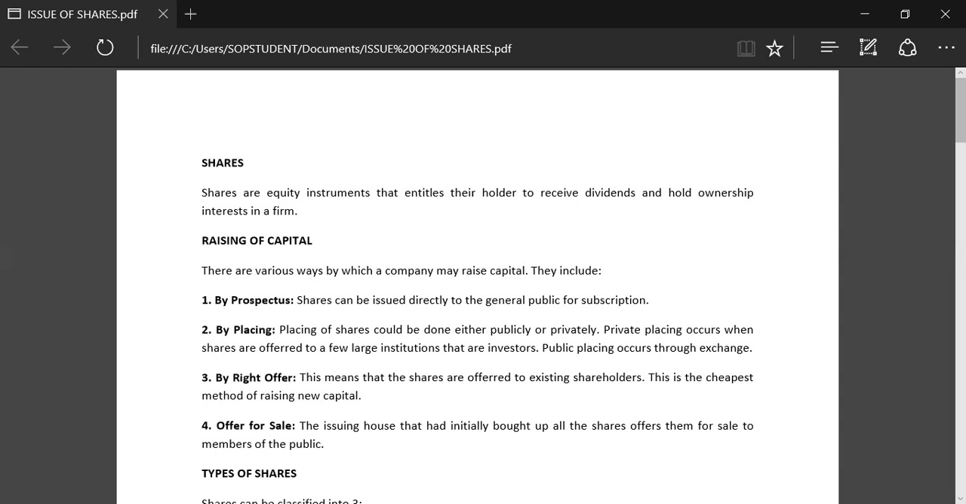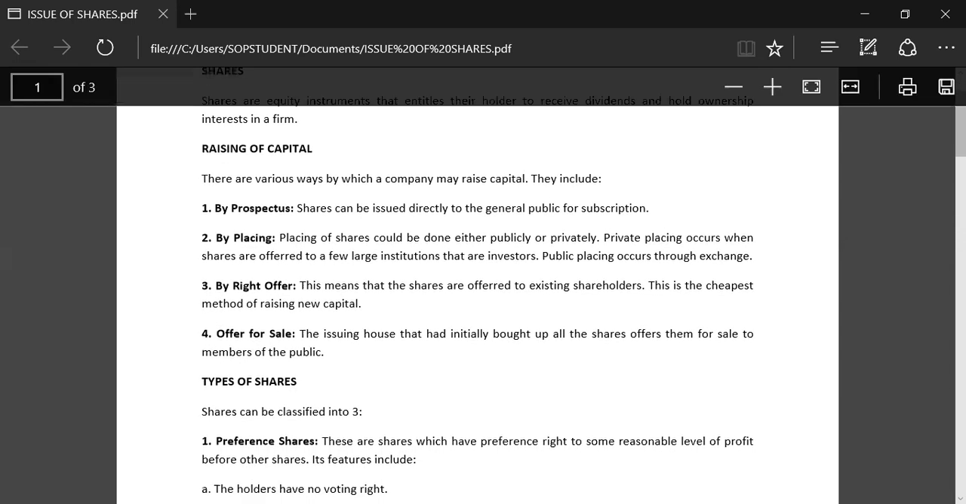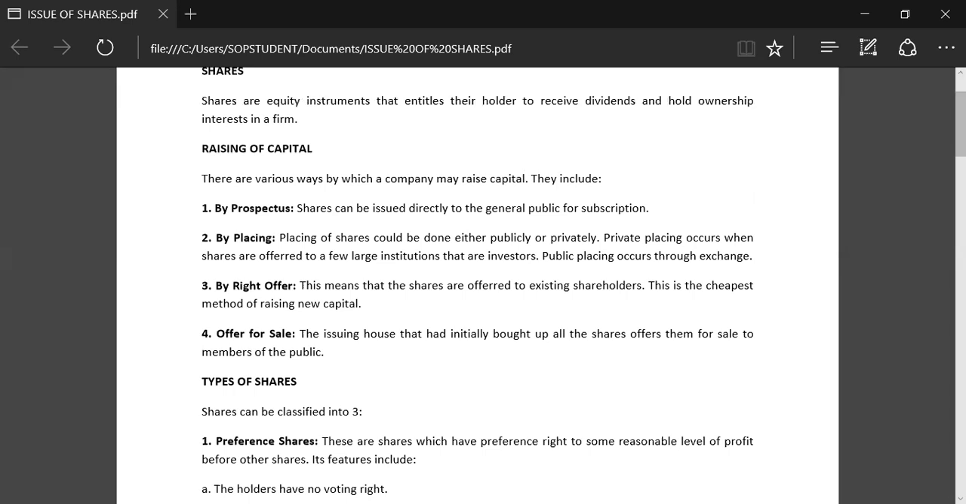Raising of capital. Capital can be raised in different forms. But one, capital can be raised by prospectus. This involves directly issuing shares to the general public to subscribe. Number two, by placing. Placing of shares can be done publicly or privately.